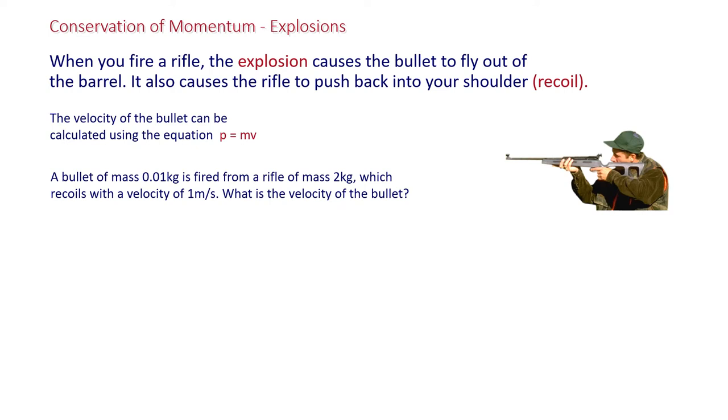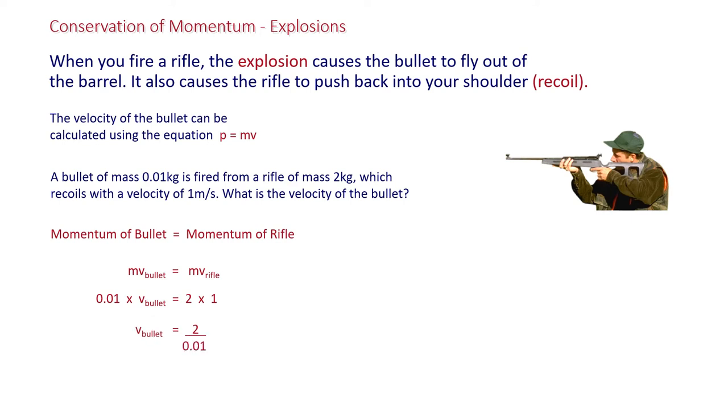A bullet with a mass of 0.1 kilograms is fired out of a rifle with a mass of 2 kilograms, which recoils at a velocity of 1 meter per second. What is the velocity of the bullet? So we know that the momentum of the bullet is equal to the momentum of the rifle. So MV bullet equals MV rifle. We know that on the right hand side of the equation, we do 2 times 1. Hopefully, again, no shoes and socks needed to be taken off here. We know that's 2. Therefore, to calculate the velocity of the bullet, we need to do 2 divided by 0.01.